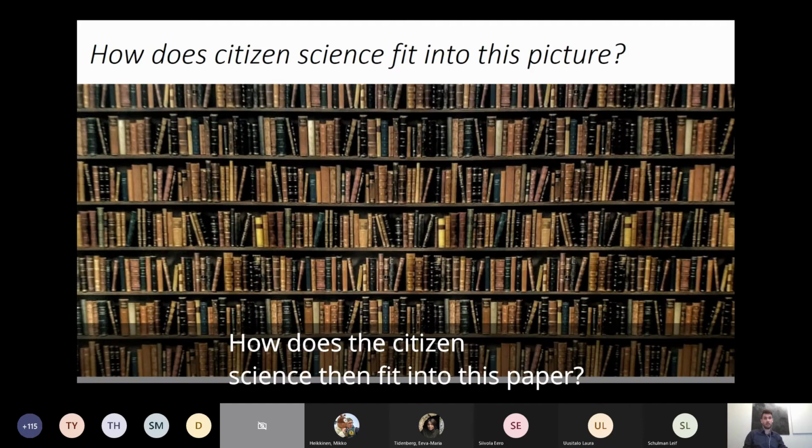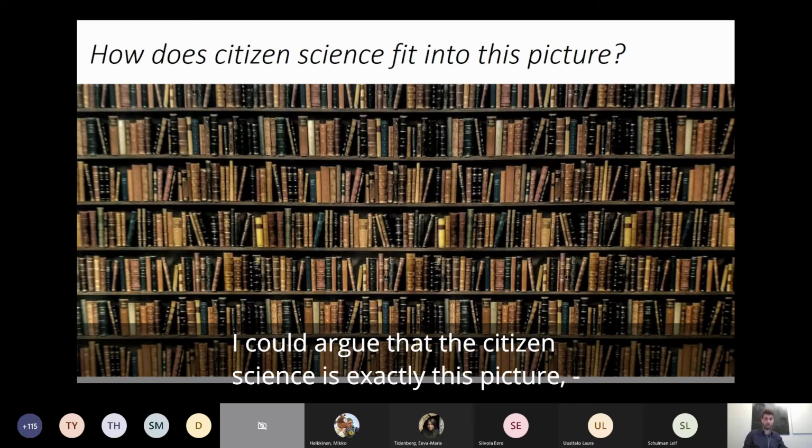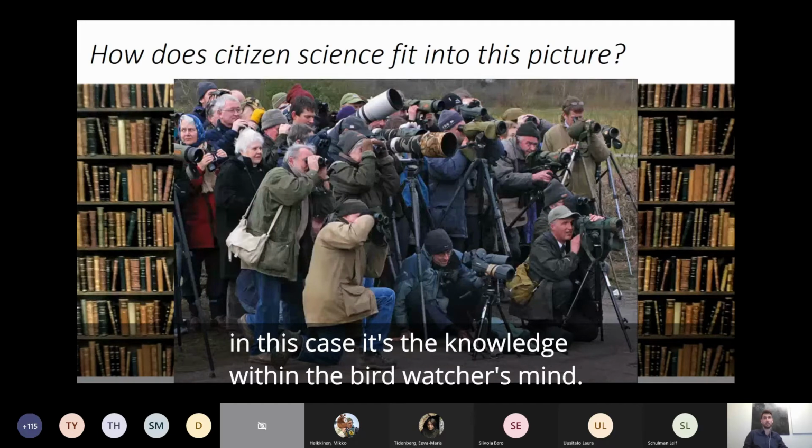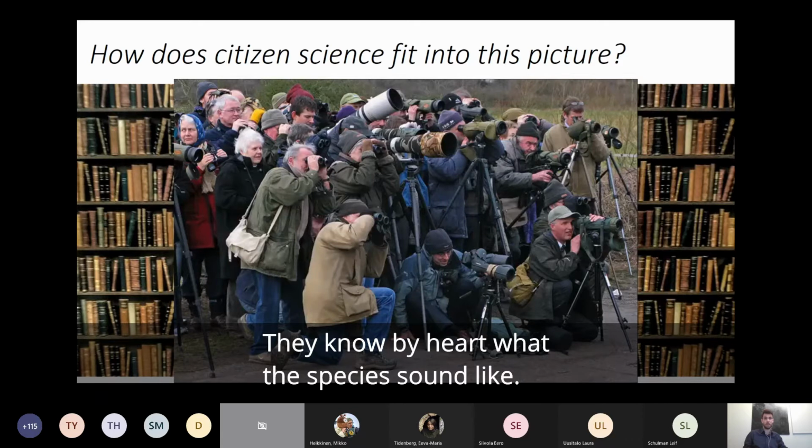And how does the citizen science fit into this picture? Well, I could argue that the citizen science is exactly this picture because, or more precisely, it's the knowledge within, in this case, the bird watchers' minds. They know by heart what species sound like.